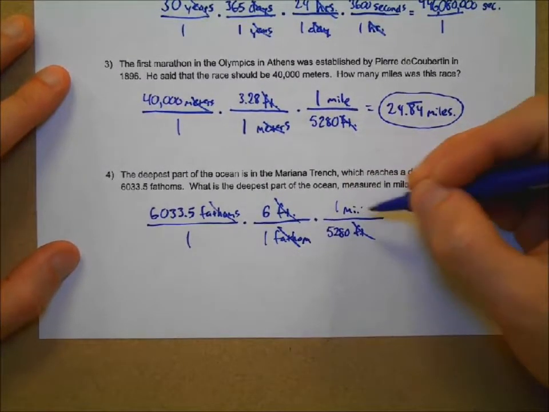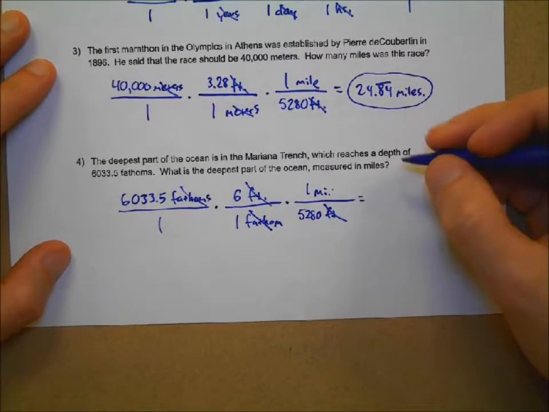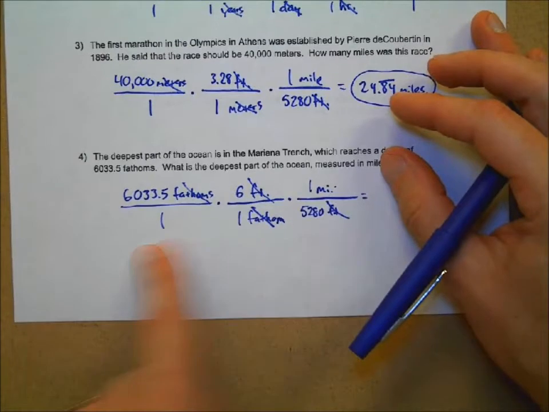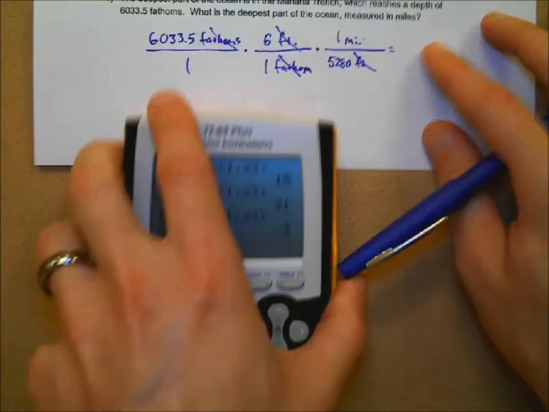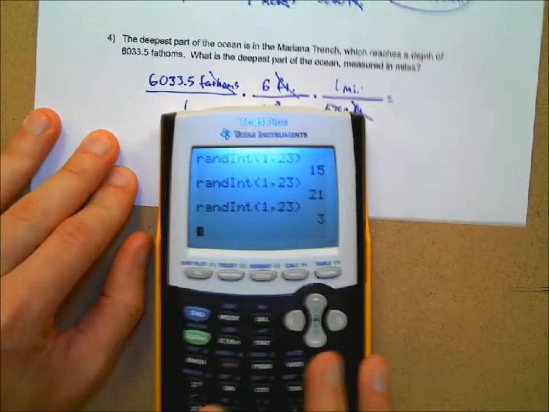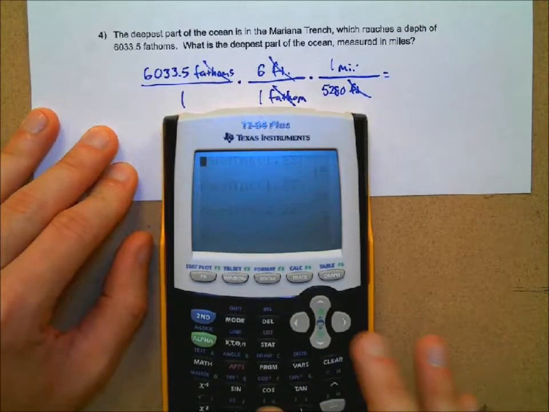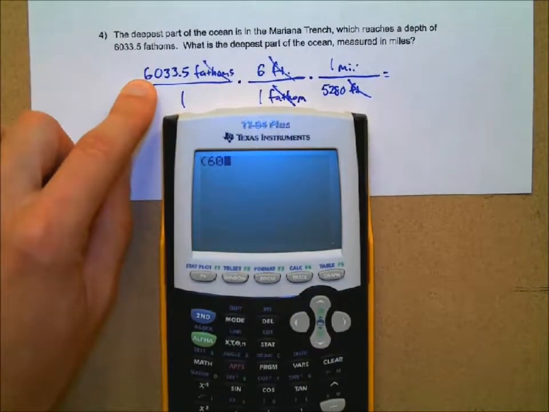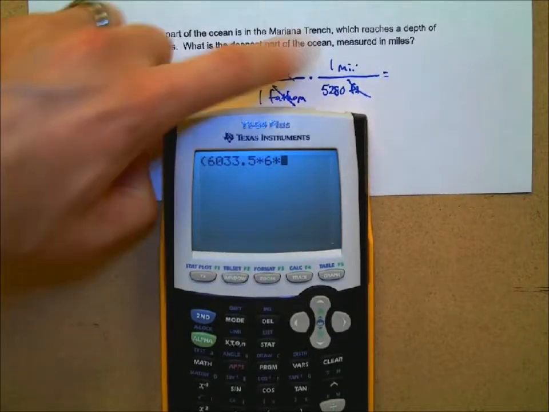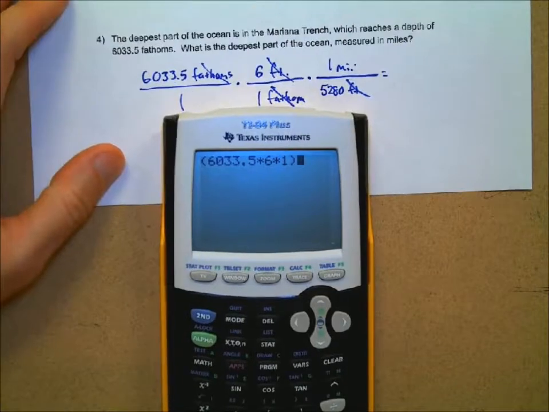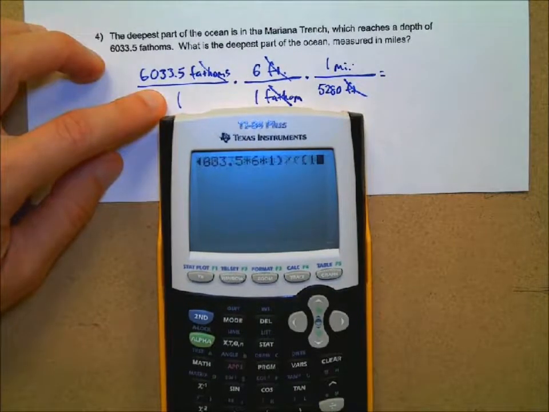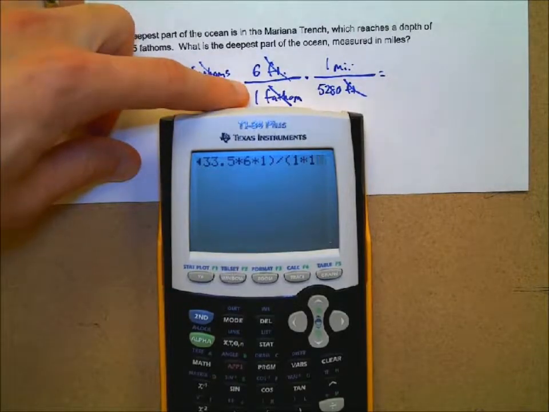And so now I can just do the math. So it'll be these 3 multiplied together divided by these 3 multiplied together. So again, in your calculators, I suggest you use parentheses here when you do this. Let me show you. Okay. Parenthesis 6033.5 times 6 times 1, close parenthesis, divided by 1 times another 1 times 5,280, close parenthesis again.